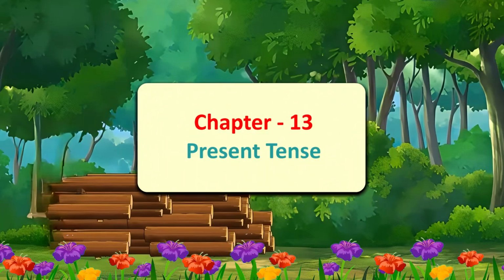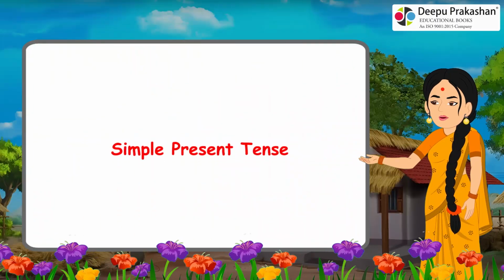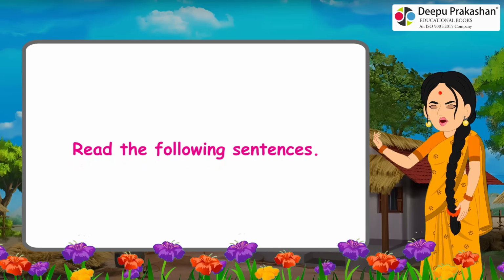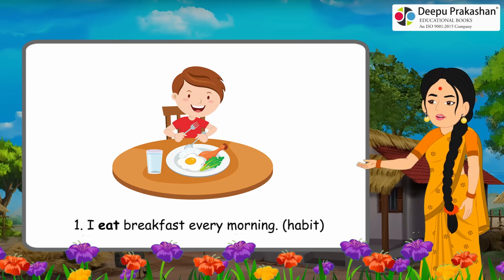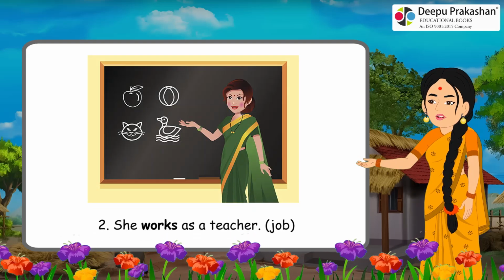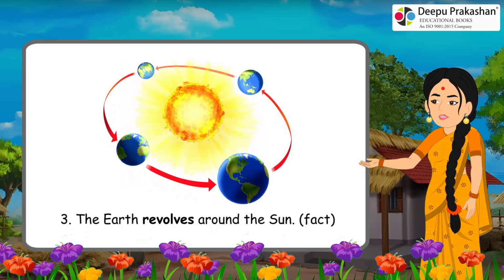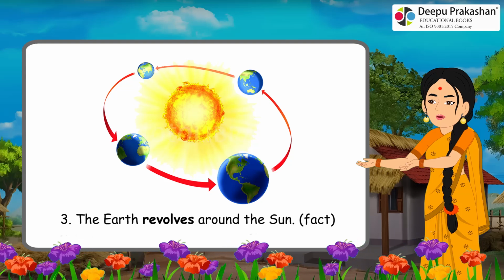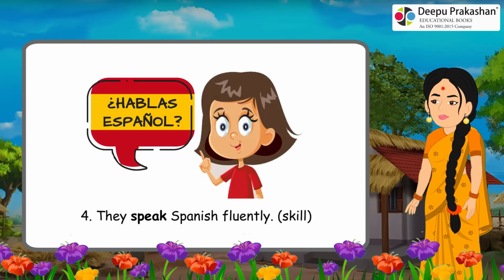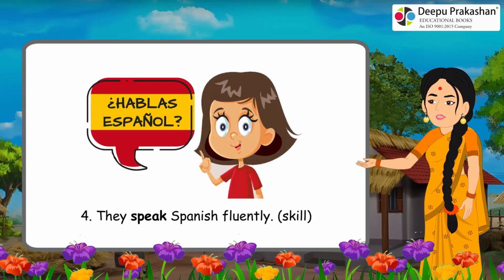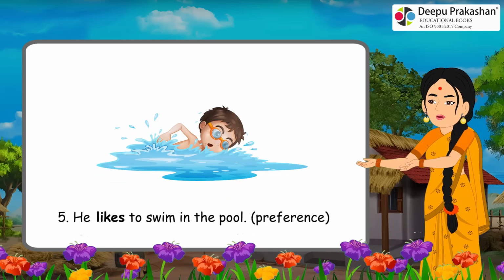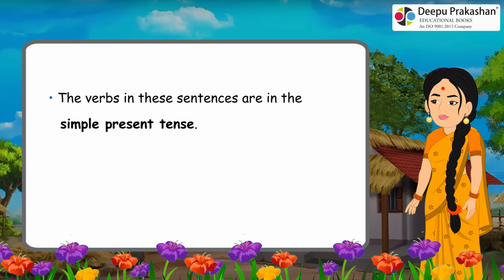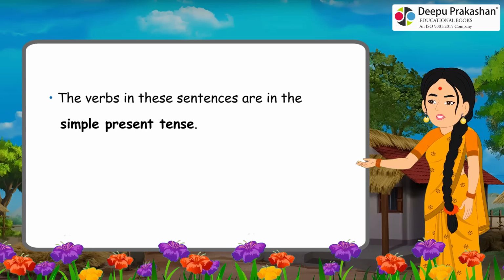Chapter 13. Present tense. Simple present tense. Read the following sentences. 1. I eat breakfast every morning. Habit. 2. She works as a teacher. Job. 3. The earth revolves around the Sun. Fact. 4. They speak Spanish fluently. Skill. 5. He likes to swim in the pool. Preference. The verbs in these sentences are in the simple present tense.